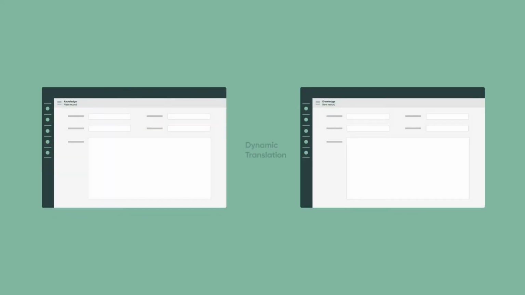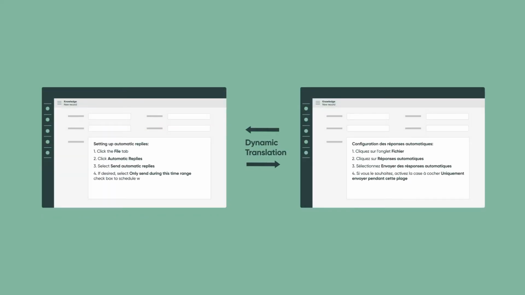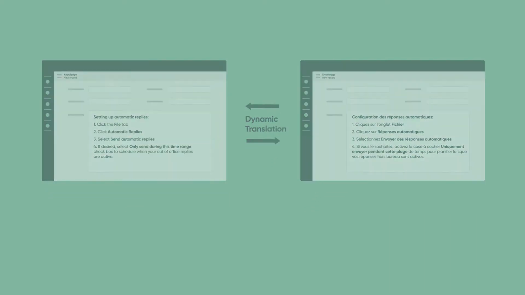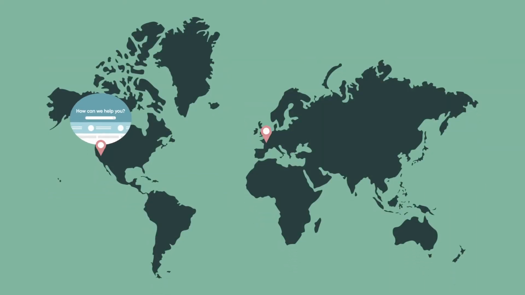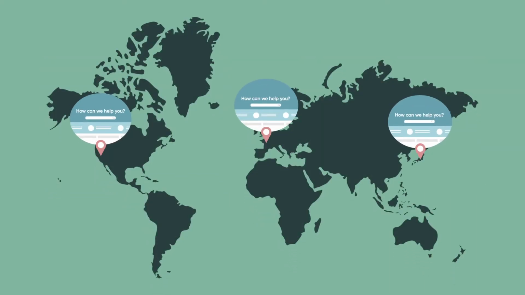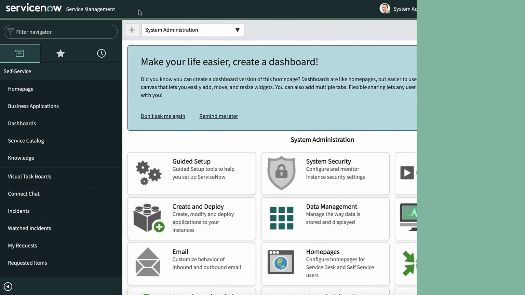The same accelerated translation service makes knowledge base articles easier to share. Requesters, fulfillers, developers, and authors around the globe can communicate better when their data is transcribed into the user's preferred language. Let's see this in action.